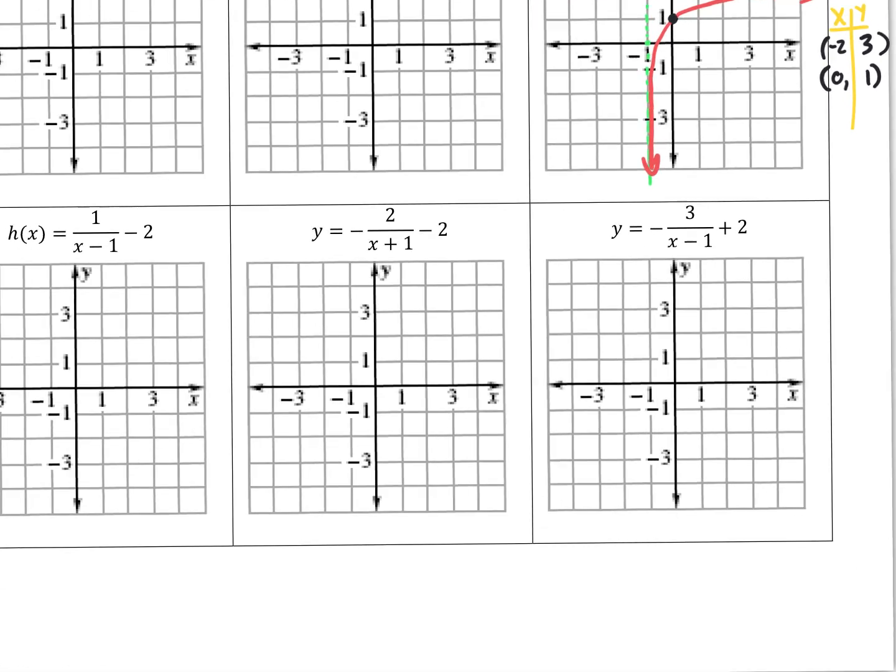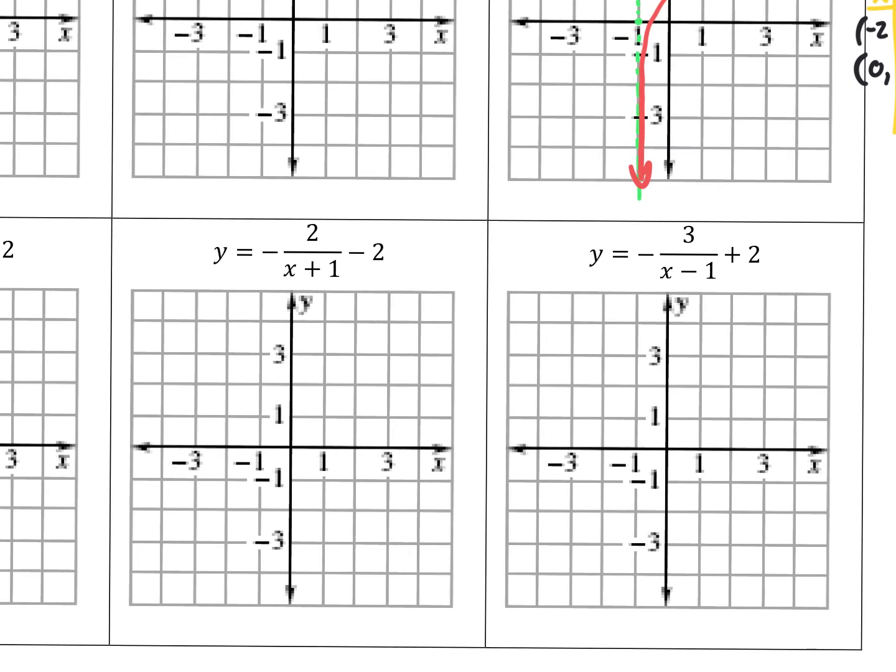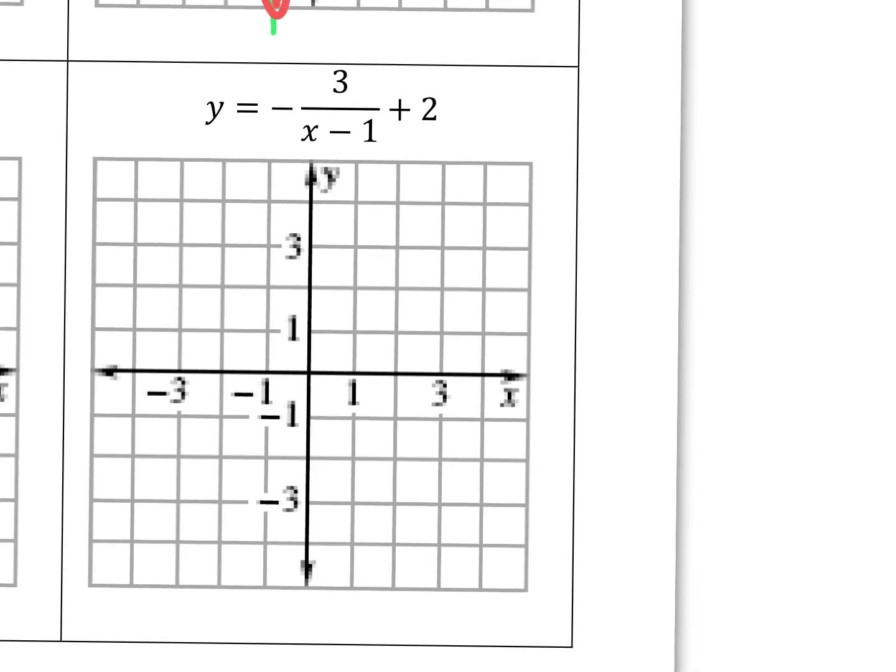Let's do one more. Let's do one that actually has a vertical stretch. Which one do you guys want to do? Both of these have a vertical stretch. This one has a vertical stretch of 2. This one has a vertical stretch of 3. Which one would you like to do? 3. The 3? Okay. So let's go to 3 and let's start graphing this.